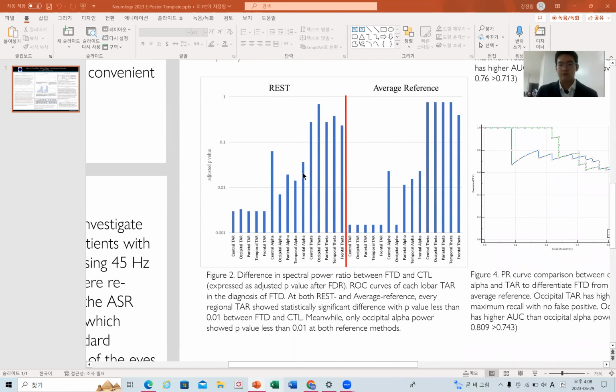So based on this background, I applied the Mann-Whitney U-test to find significant differences. And I found that for every lobar region, the frontal, central, parietal, occipital, and temporal regions, the theta and alpha ratios were significantly increased in the FTD group compared to the control group. And one of the interesting points is that the occipital alpha power was also decreased, which might be somehow consistent with the occipital theta and alpha ratio.